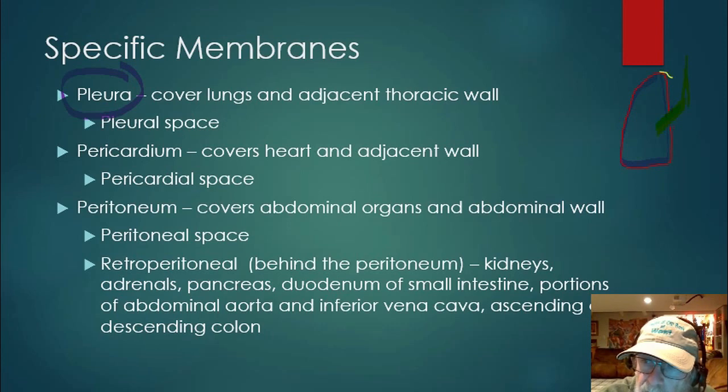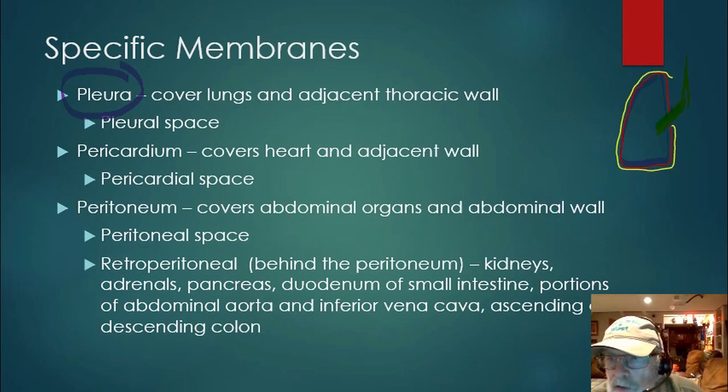It folds back up and covers the inside of the thoracic wall. It comes back around this way, folds back and meets. It should be meeting. They meet; it's one continuous thing. So that means in this little space between the two is a small amount of fluid. Now think about it.